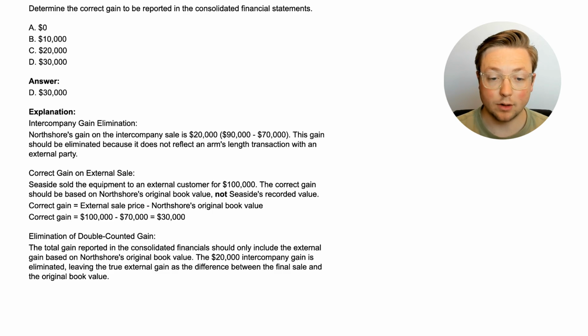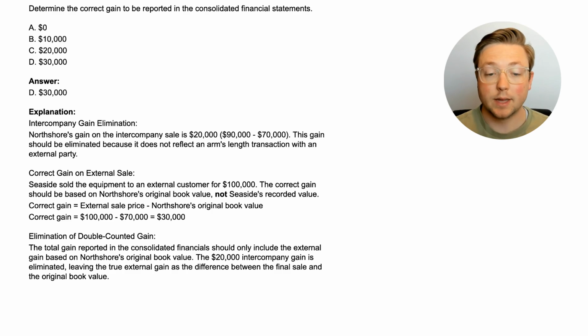All right, the answer is D, $30,000. So let's walk through this. There's the intercompany gain. We have to eliminate that. North Shore's gain on the intercompany sale is $20,000. That was the $90,000 sales price to the subsidiary, less the original cost, $70,000. This gain should be eliminated because it does not reflect any arm's length transaction with an external party. So remember, all internal transactions have to be eliminated. All internal accounts or intercompany accounts have to be eliminated during consolidation.